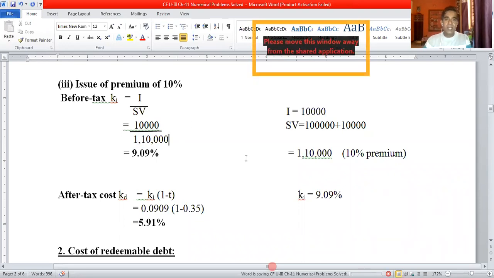So SV is 1 lakh 10,000 rupees. So 10,000 divided by 1 lakh 10,000 is equal to 9.09%, the before tax cost of debt when the debt is issued at 10% premium.